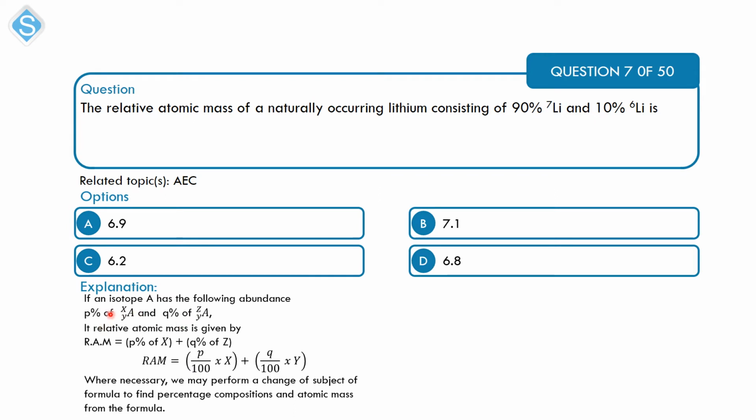Now, if an element A is isotopic, and its composition is given as, say, P% of XA and Q% of ZA, then the relative atomic mass of that element A is going to be P% of X plus Q% of Z. So here we have 90% of 7Li plus 10% of 6Li. 90% is 90 over 100, and that is 0.9. 10% is 10 over 100, that is 0.1. So you have 0.9 times 7, 6.3, plus 0.1 times 6, and that is 0.6. This plus this is 6.9, and that is option A.